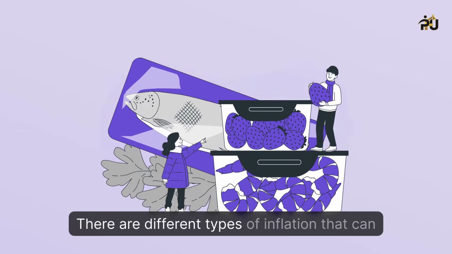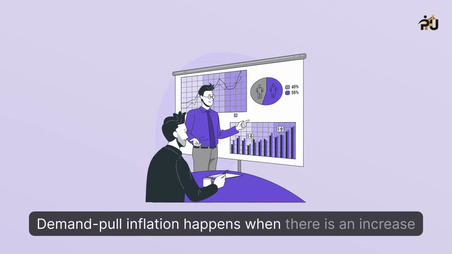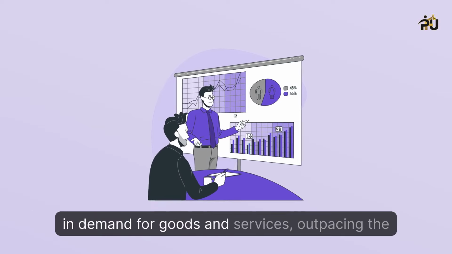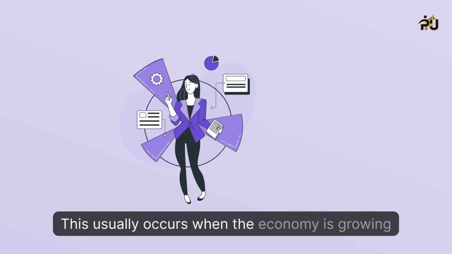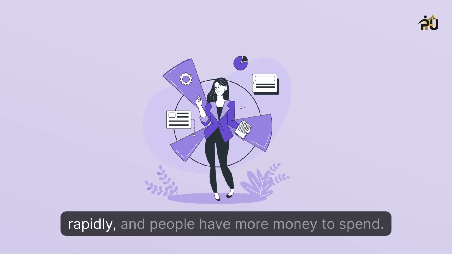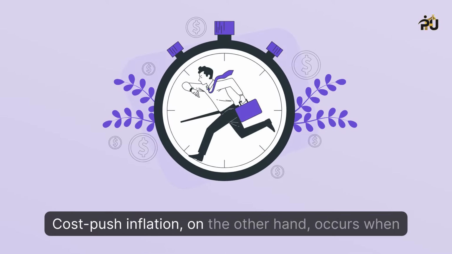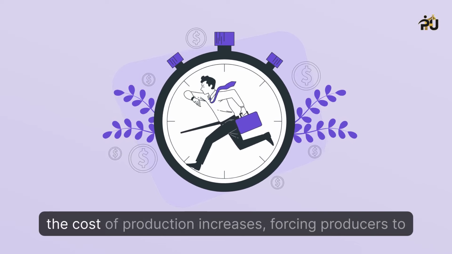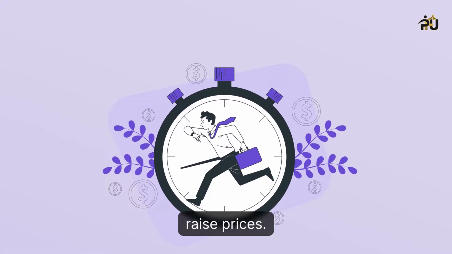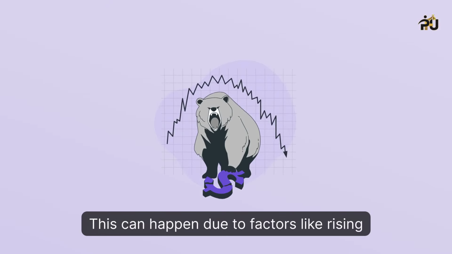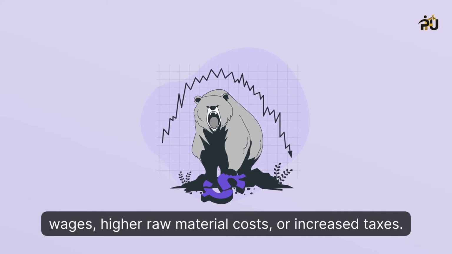There are different types of inflation that can occur. Demand pull inflation happens when there is an increase in demand for goods and services, outpacing the supply. This usually occurs when the economy is growing rapidly and people have more money to spend. Cost push inflation, on the other hand, occurs when the cost of production increases, forcing producers to raise prices. This can happen due to factors like rising wages, higher raw material costs, or increased taxes.